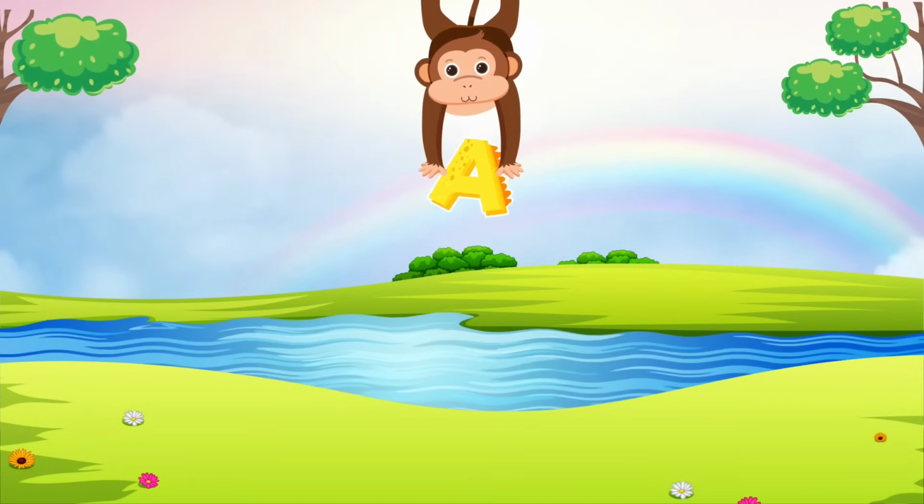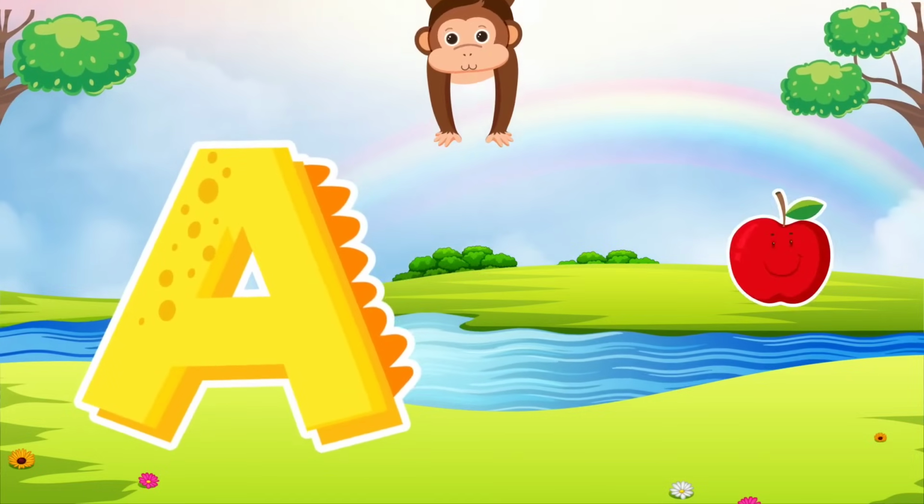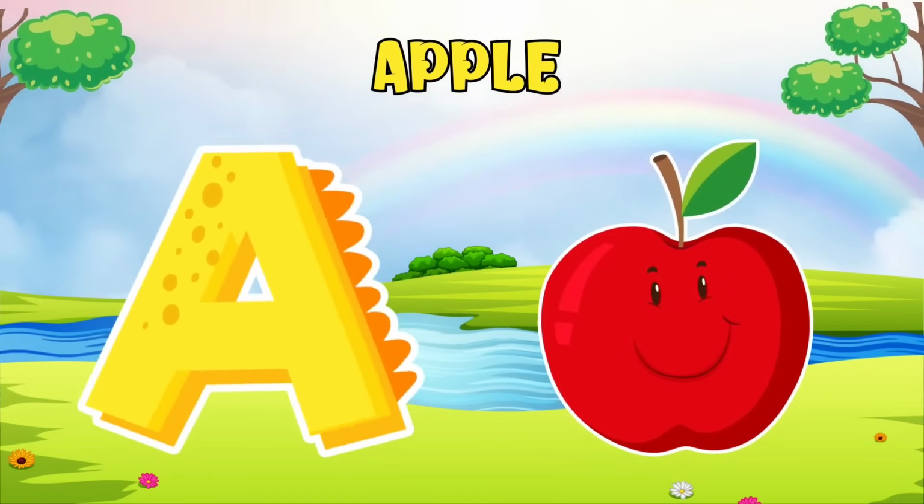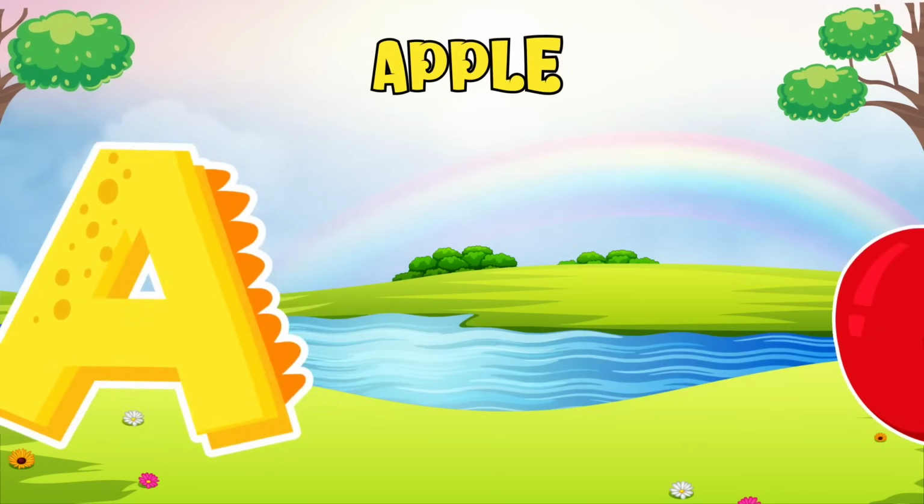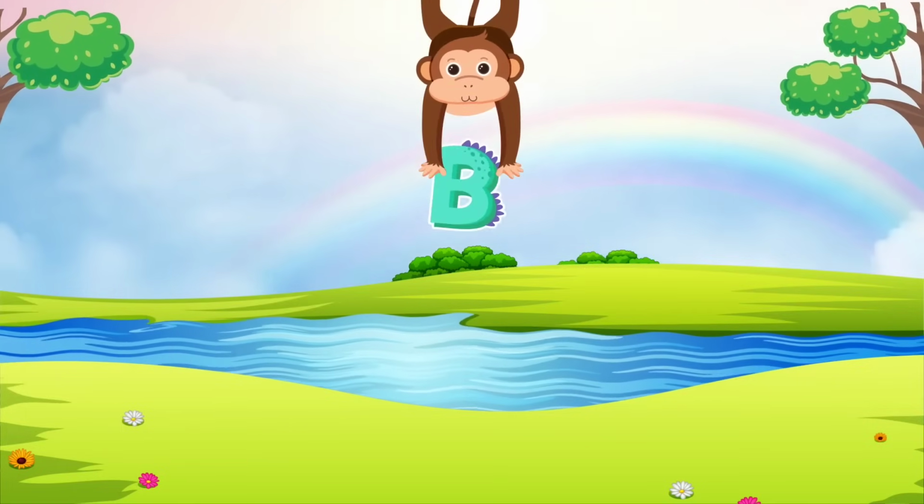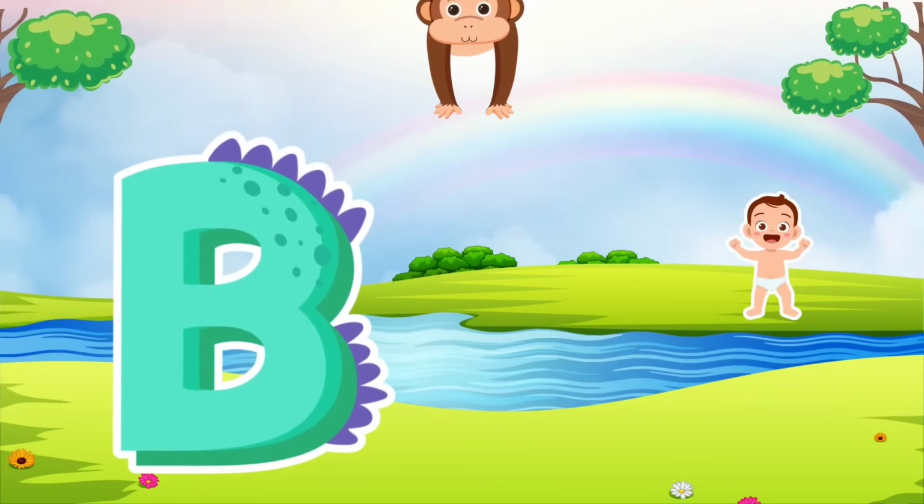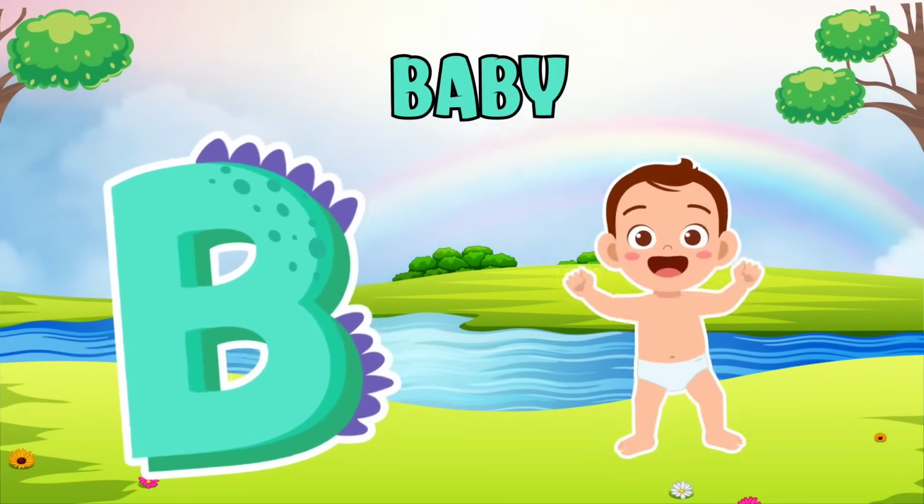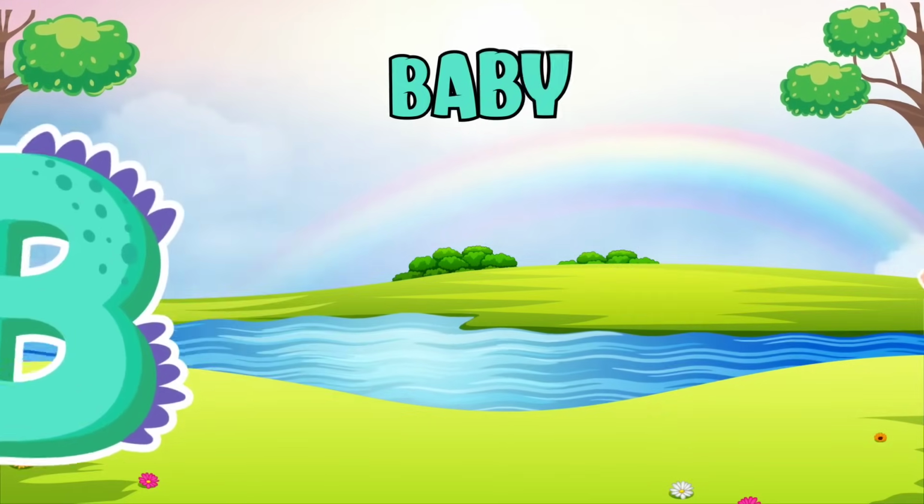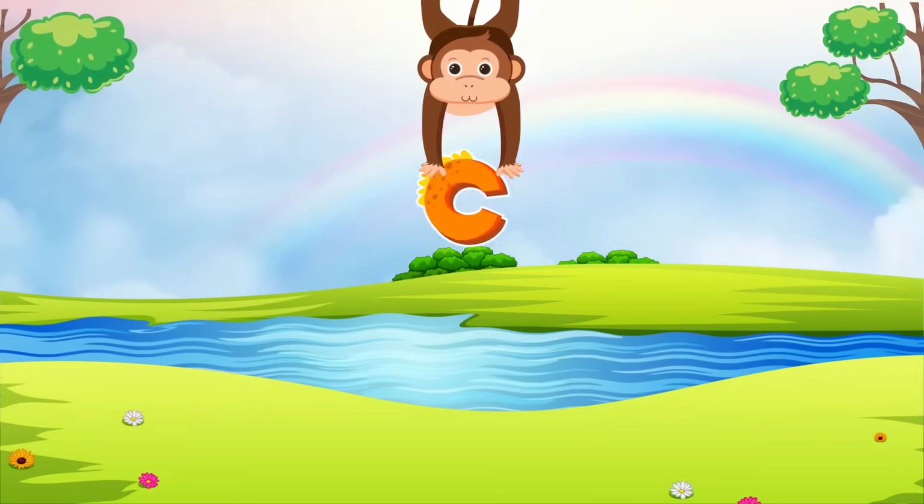A is for apple. A, a, apple. A, apple. B is for baby. B, b, baby. B, baby. C is for candy.